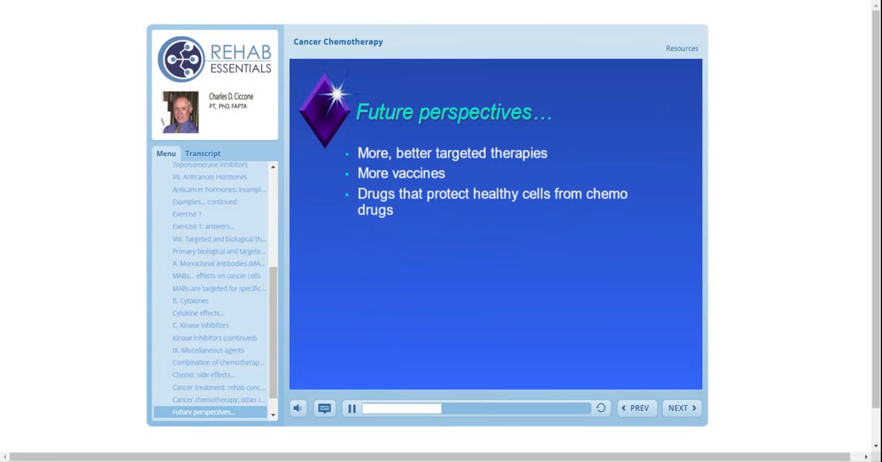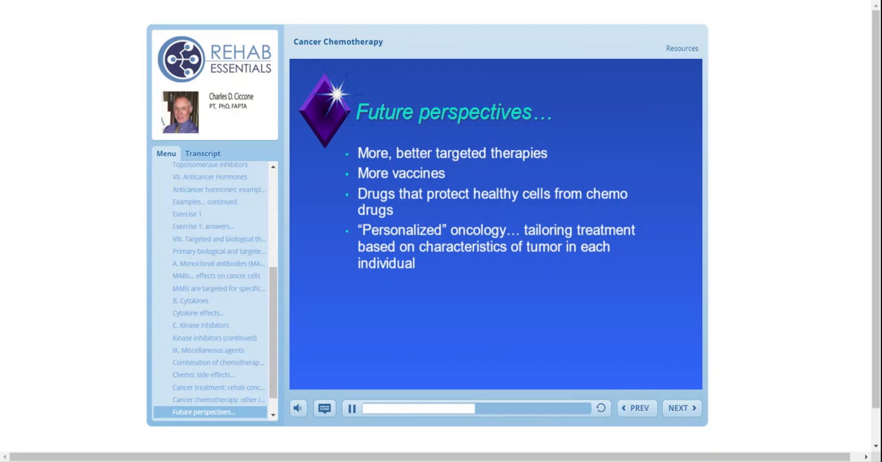Drugs that protect the healthy cell from the more traditional chemotherapeutic drugs can also be very helpful. Again, fairly new at this point and sort of in its infancy, but we may see more of these drugs too. And a big issue is the so-called personalized oncology, that we are going to tailor treatments more based on the individual characteristics of each tumor in each patient. As we learn more about the human genome and we can follow the genetic background of each type of cancer, we're going to get better and better at this, and less trial and error of trying to find the right cancer regimen for each patient. So the future looks bright.